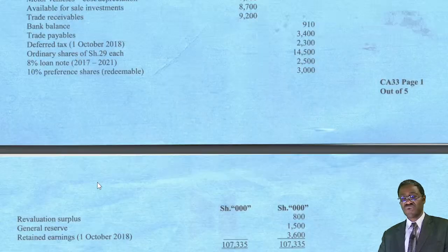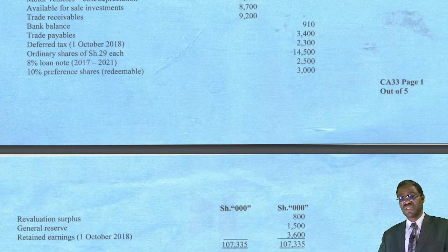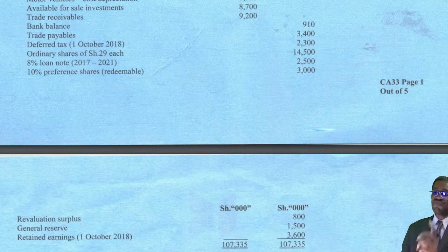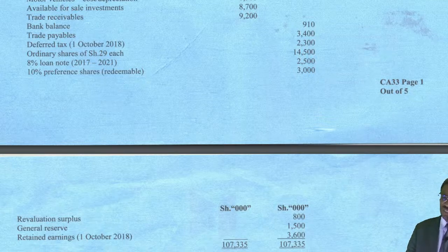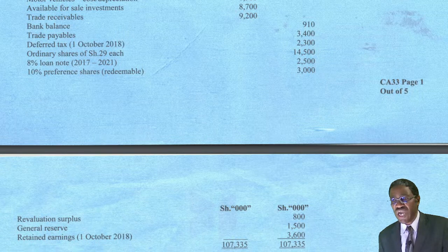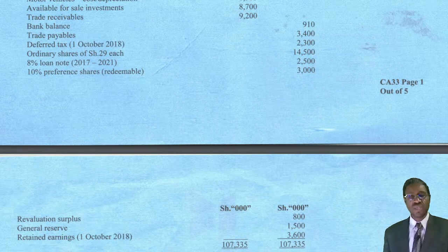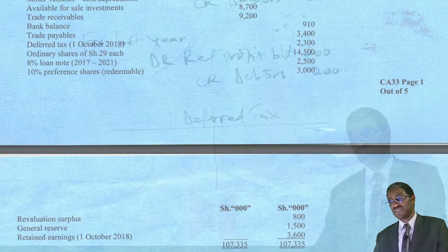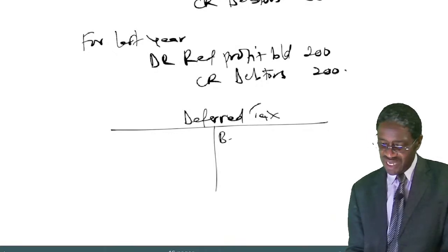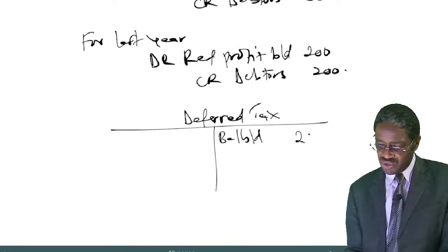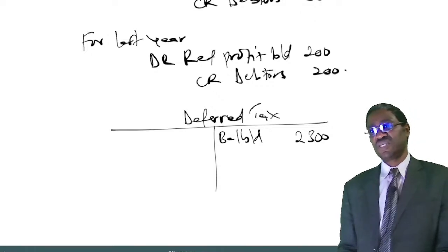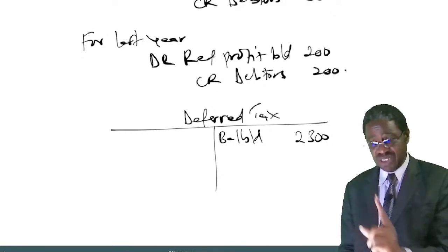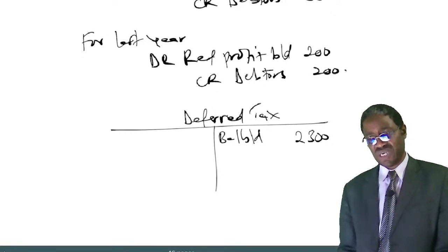From the trial balance, where is the deferred tax? Good. If you look up there, we were given deferred tax on 1st October 2018, and it's in the credit column. I can see the amount is 2.3 million. Good. Bring it down. Our figures are in thousands, so we show a balance brought down of 2,300. They are telling us 1.2 million to be transferred to the deferred tax.